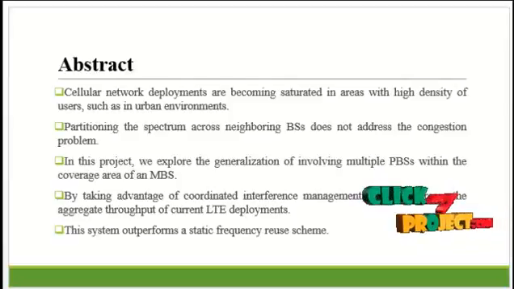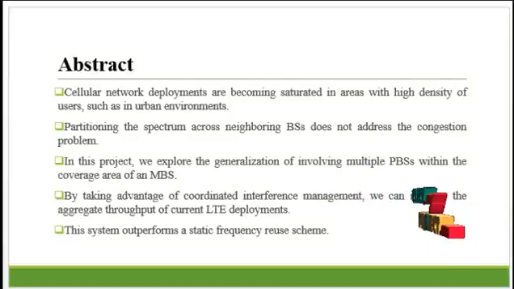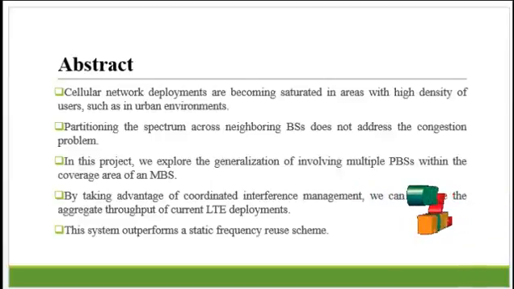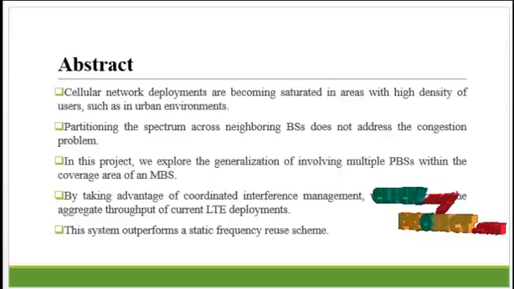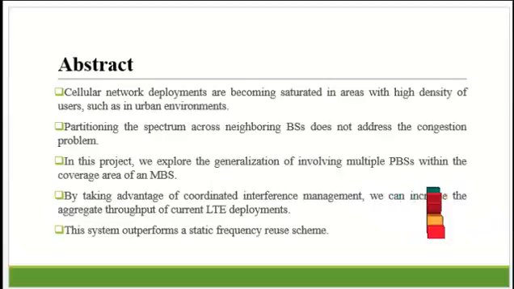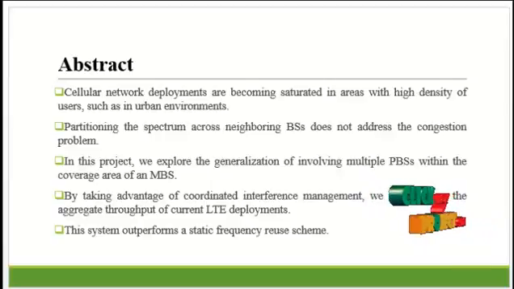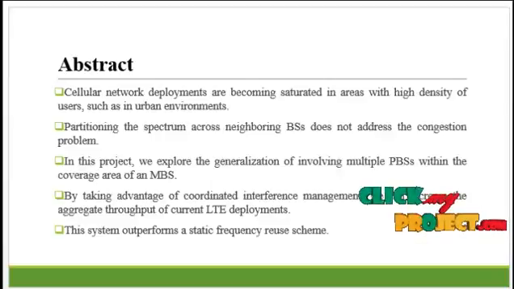Let's see the abstract. In general, cellular network deployments are becoming saturated in areas with high density of users, such as in urban environments. Deployment of the low-power pico base stations within the cellular networks can potentially increase both capacity and the coverage. However, such deployments require efficient frequency allocation schemes for managing interference from the pico and macro base stations that are located within each other's transmission range.